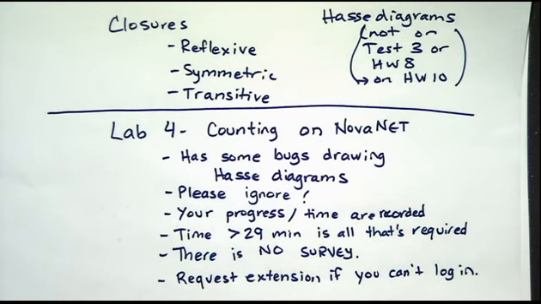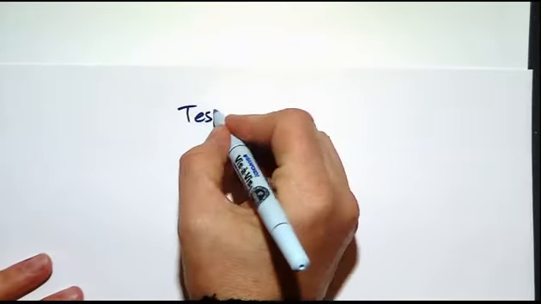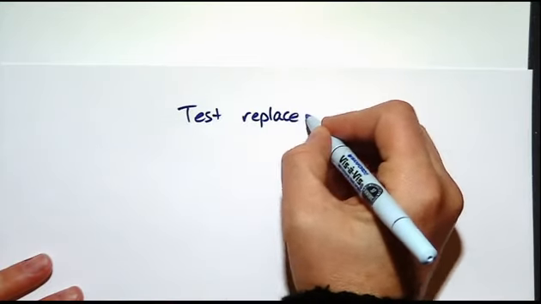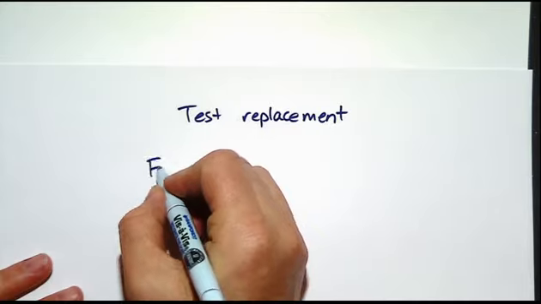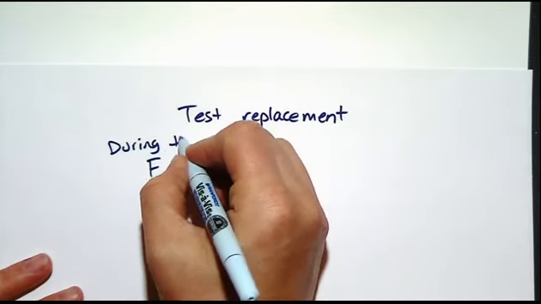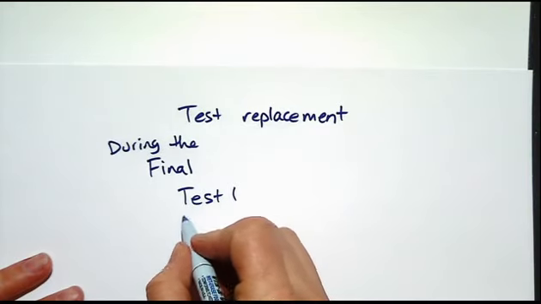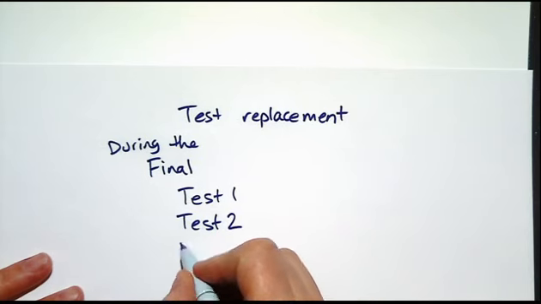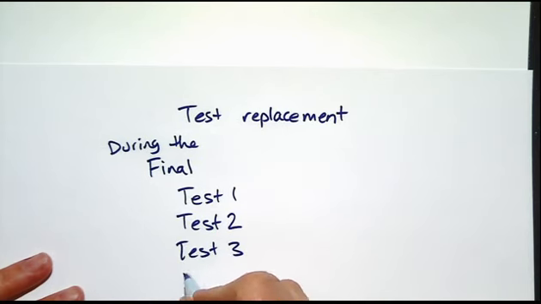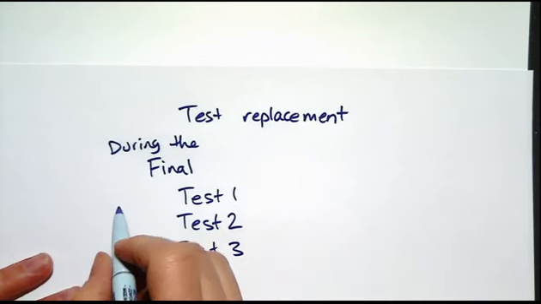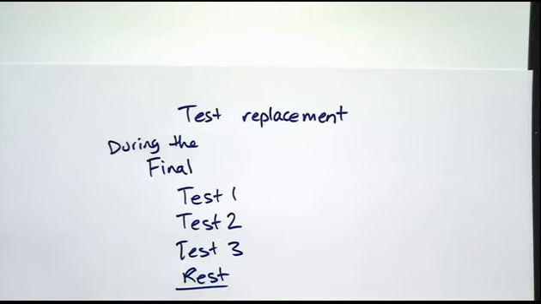The other thing is some of you are starting to ask about the test replacement policy, so I just wanted to go over that real quick. It's on your syllabus that you can replace up to 1 test grade at the end of the course. And the way it works is during the final, the final's in 4 sections. They exactly correspond to 1 for each test, and then everything we do after the last test.